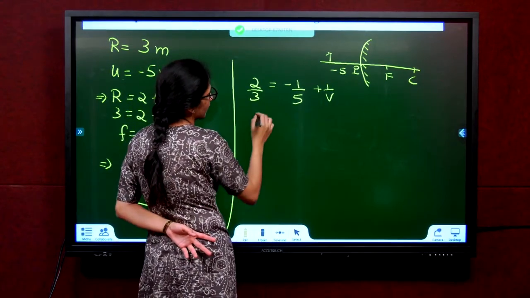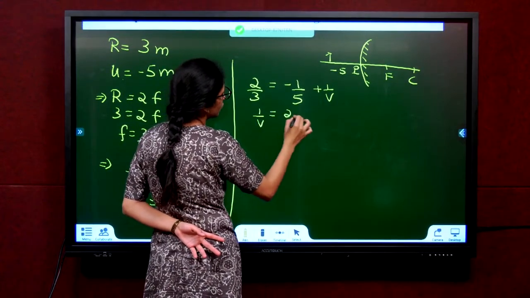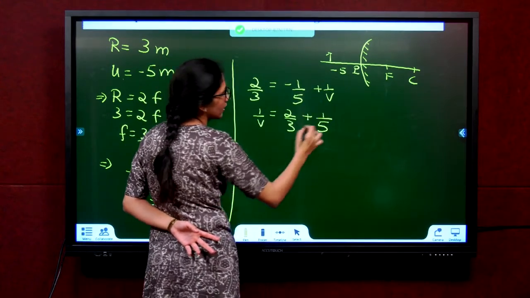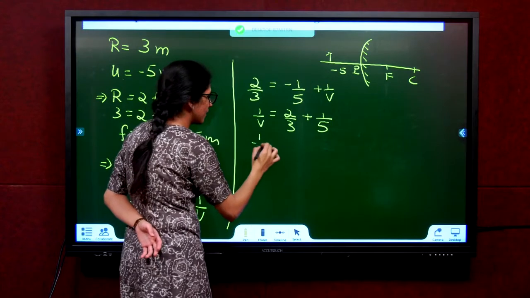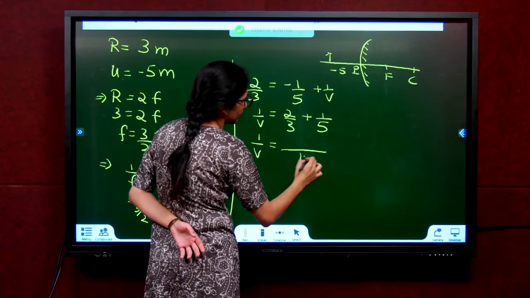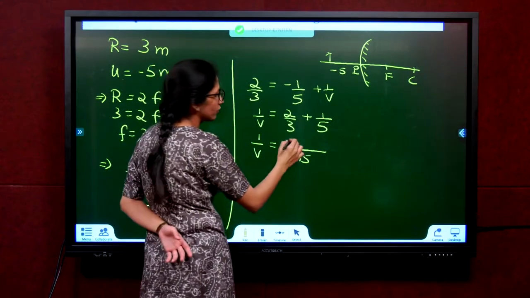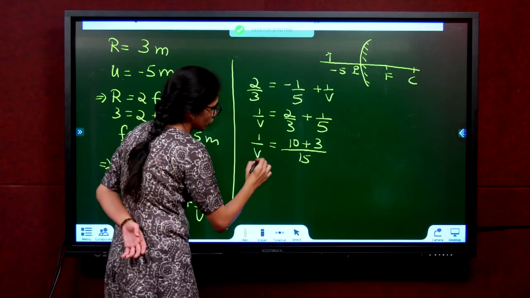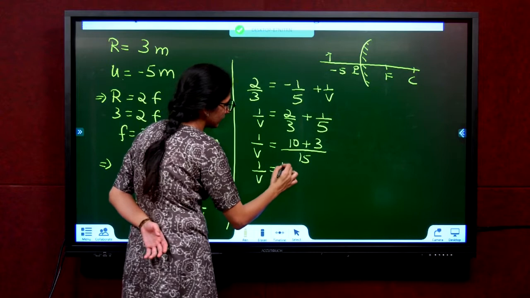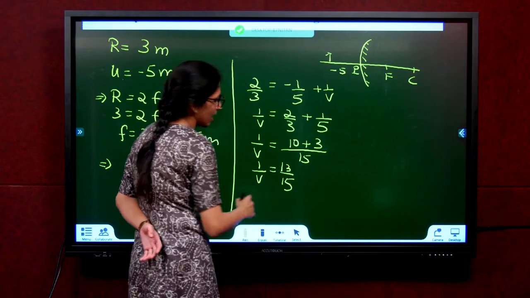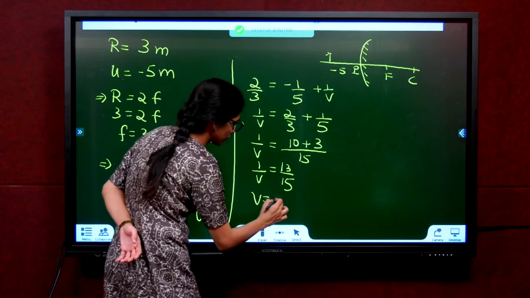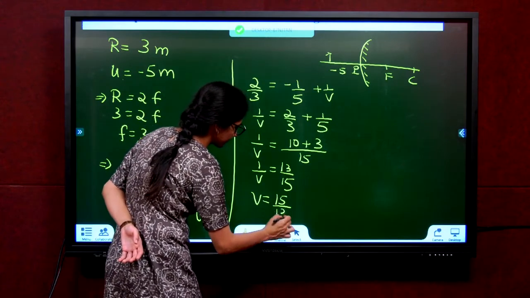Send the minus 1 by 5 this side. 1 by V is equal to 2 by 3. Minus 1 by 5 comes this side and becomes plus 1 by 5. Take the LCM, 15. Multiply and divide with 5, so it becomes 10. Multiply and divide with 3. So you get 1 by V is equal to 13 by 15. I don't want 1 by V, I want V. V is equal to 15 by 13.